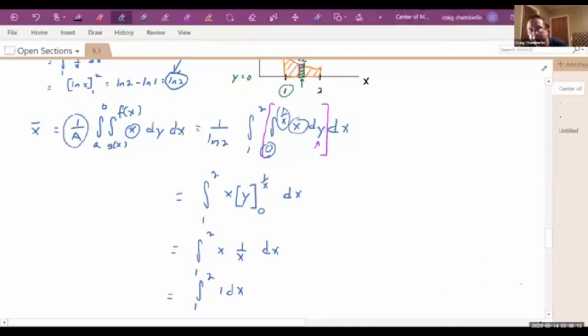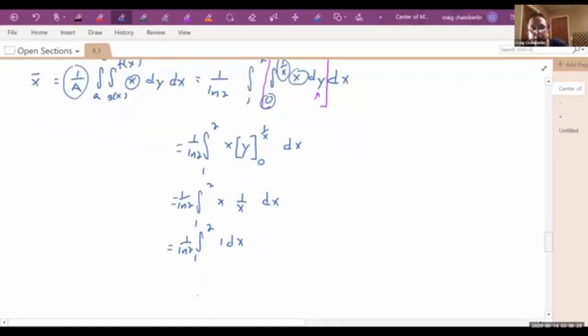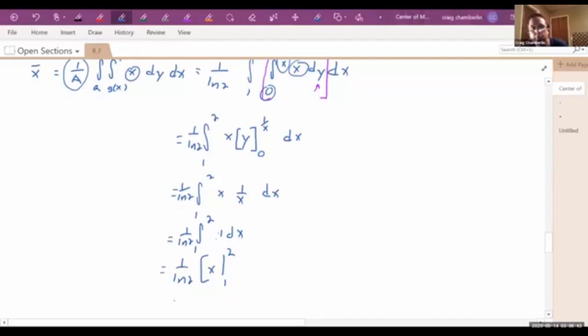And if you evaluate that, oh, and then what did I not put out front? 1 divided by the natural log of 2. Don't forget that. 1 over area, right? That's what the area was, natural log of 2. And then you evaluate that, and you just get 1, because when you evaluate this integral, you get 1 with respect to x. You integrate 1 with respect to x, you get x. You evaluate it from 1 to 2. And that's just going to be 2 minus 1. So that's just 1 times 1 over natural log of 2. So 1 over natural log of 2 then is x. Follow the equal signs. That's x bar.